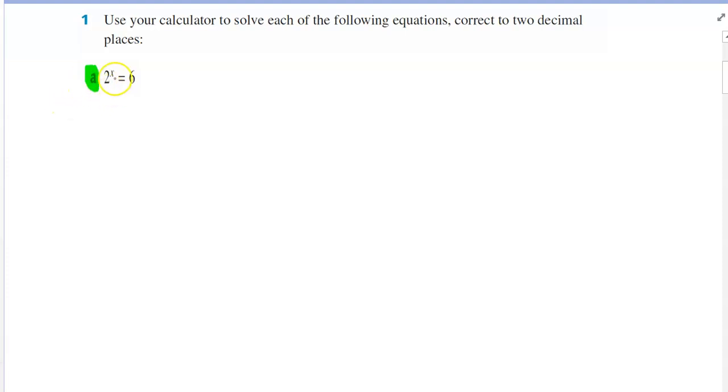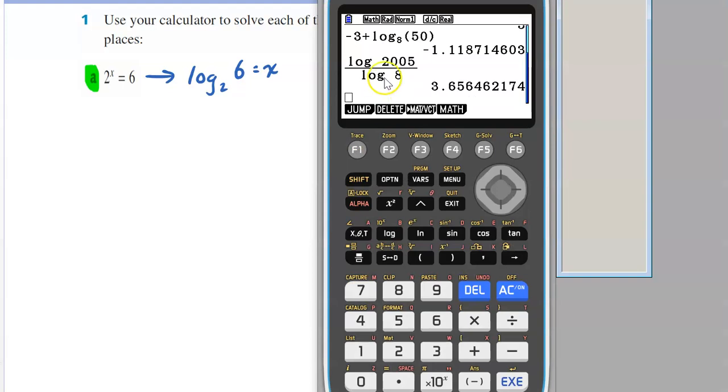All right, so I'm going to solve 2 to the x equals 6 here. I'm going to write it in exponential form. So that's log base 2, 6 equals x. And now I'm just going to get out my calculator and solve it using my calculator.